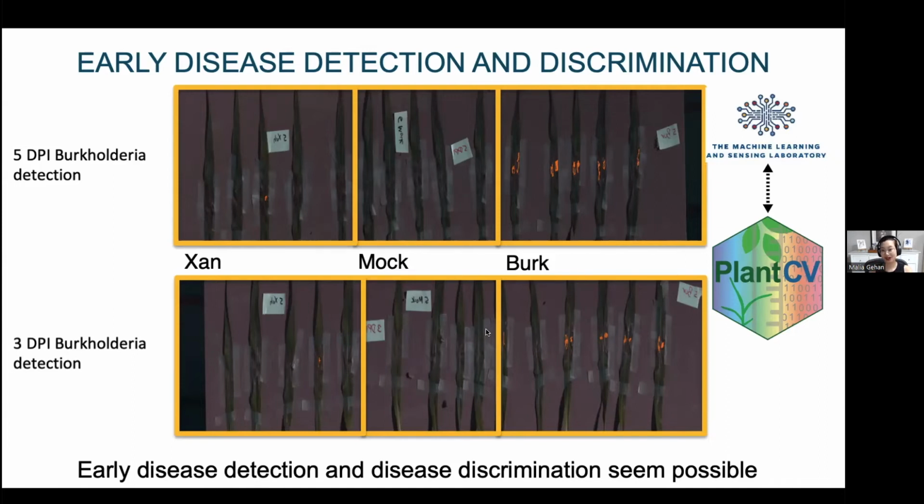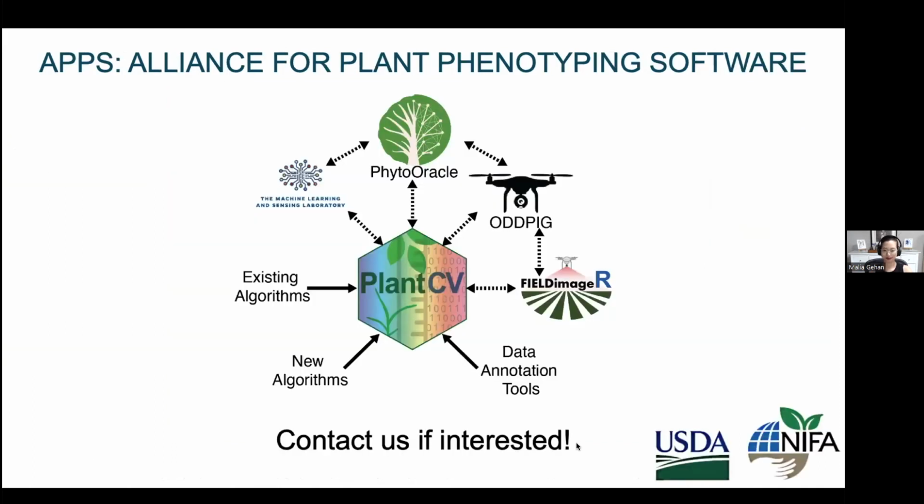So what this suggests to us, even though this is quite preliminary, is that early disease detection is possible because it's earlier than what experts can tell at day 4, and disease discrimination between Burkholderia and Xanthomonas seems possible. So this was a very exciting result for us. And we're sort of following up.